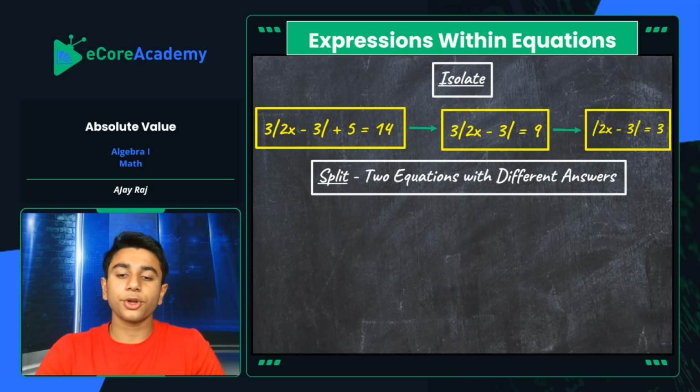Then for our second step, we're going to split this absolute value equation. Now that we've isolated the absolute value expression on the left side, and it's equal to one integer value on the right side, we're going to split this up into 2 equations with different answers.